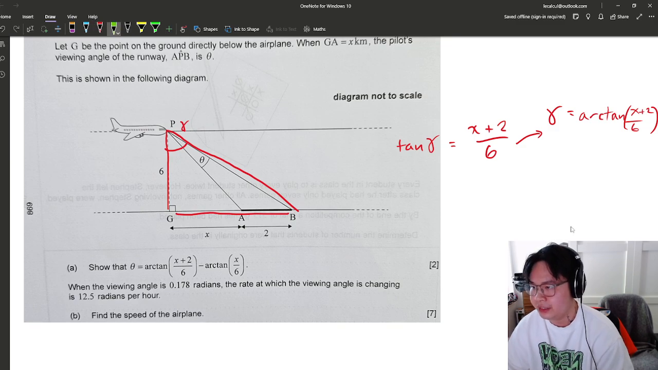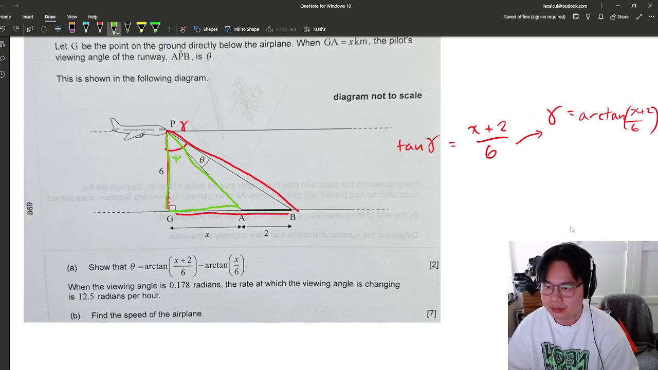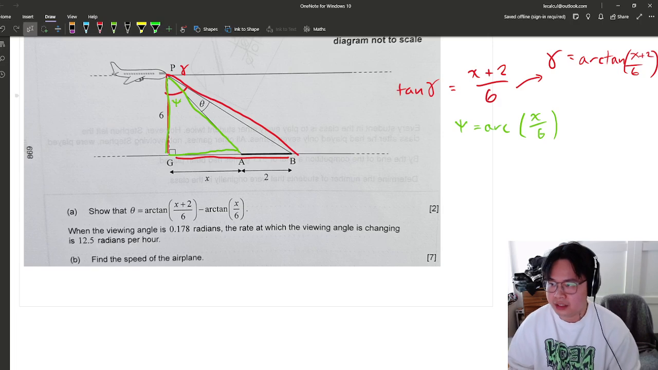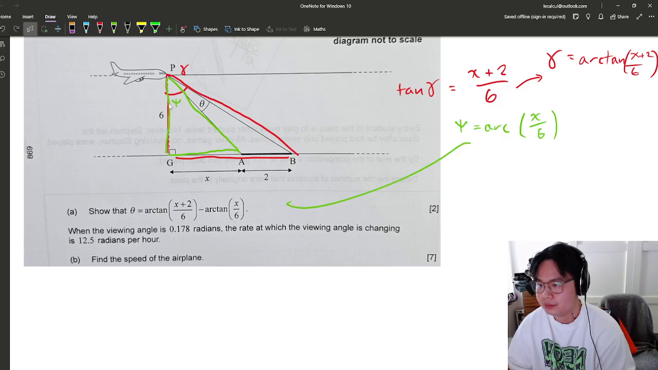Likewise, we have this other right triangle right here, and this one, let's use phi. Okay, for the same logic, phi is the arctan of x over 6. And then, of course, our little sliver of an angle theta is the red angle minus the green angle, otherwise known as this. Nice.